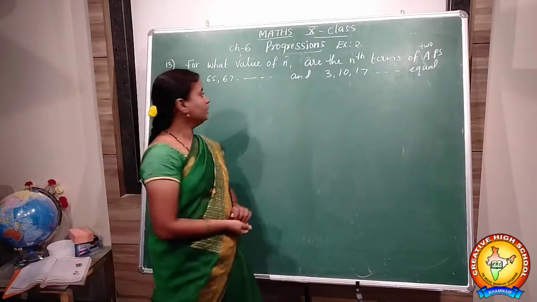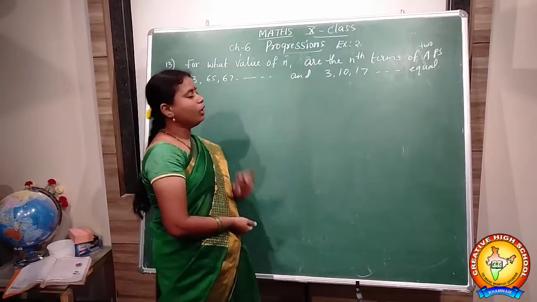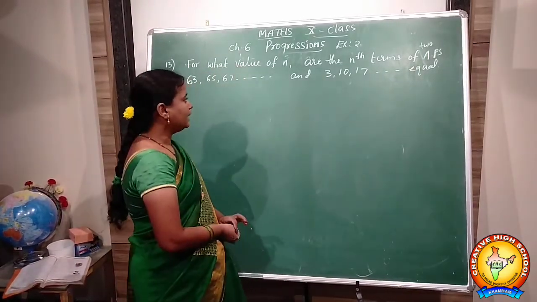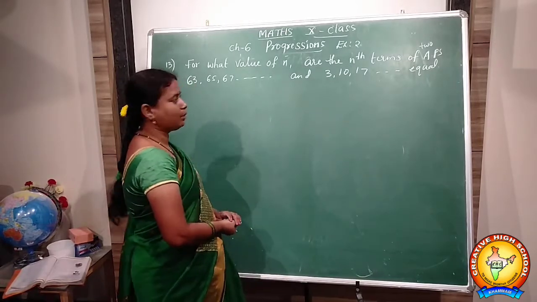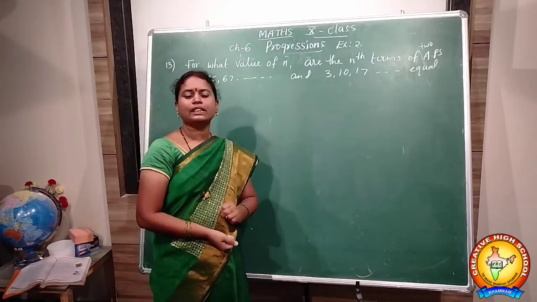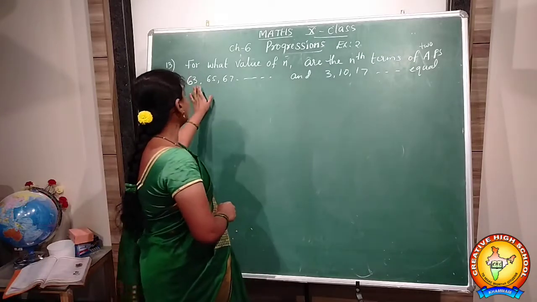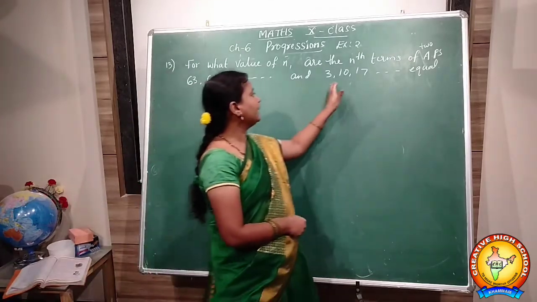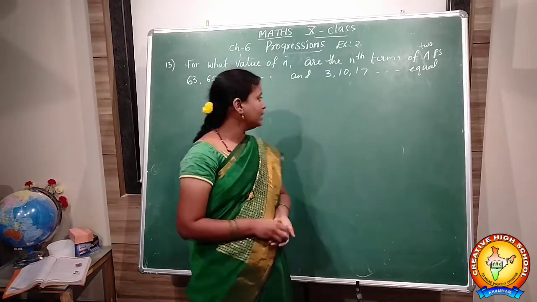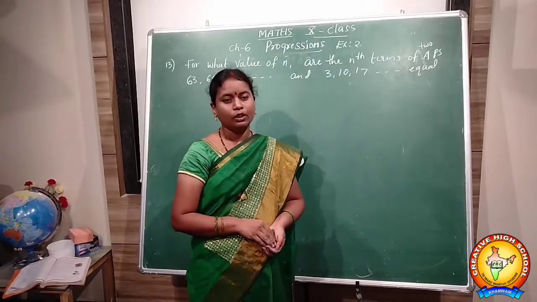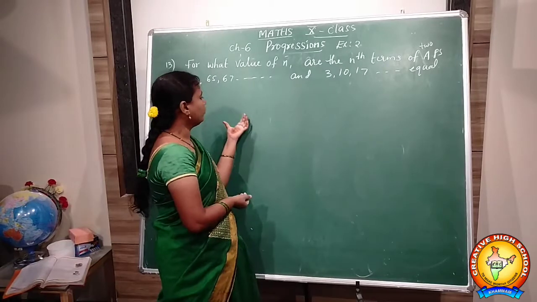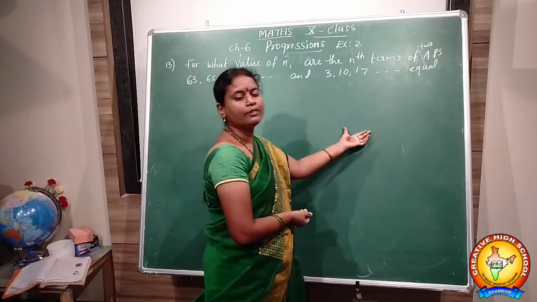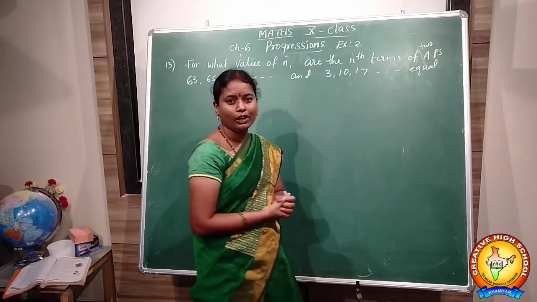Okay, see this one. For what value of n are the nth terms of two APs equal? Here two AP series are given. First one is 63, 65, 67, and so on. And the second AP series is 3, 10, 17, and so on. So, which term of the first series and which term of the second series will become equal?